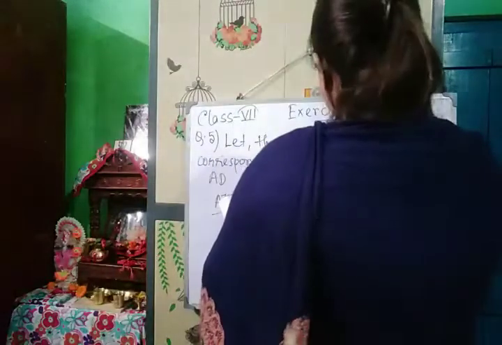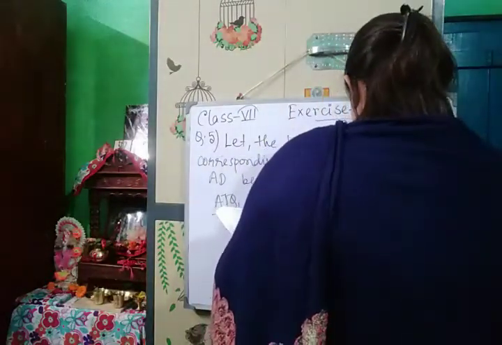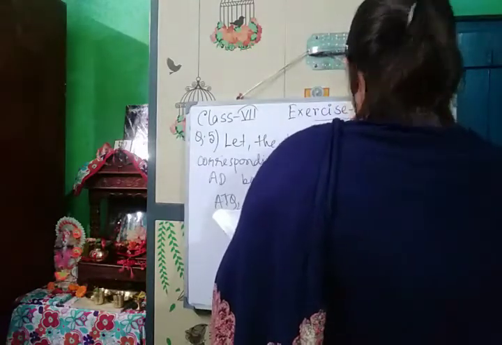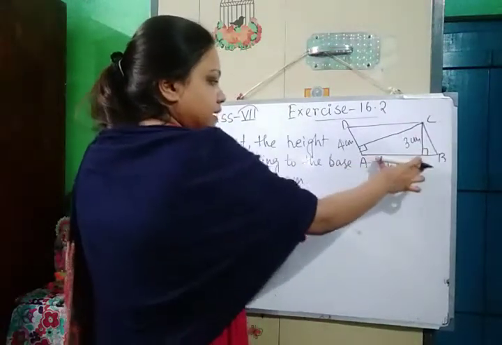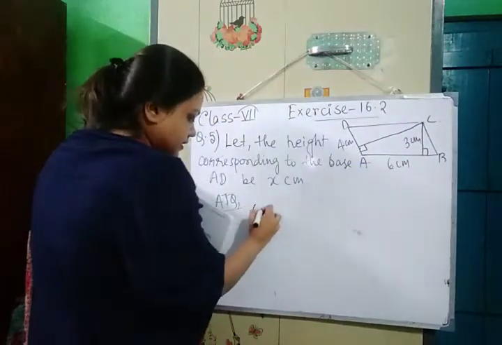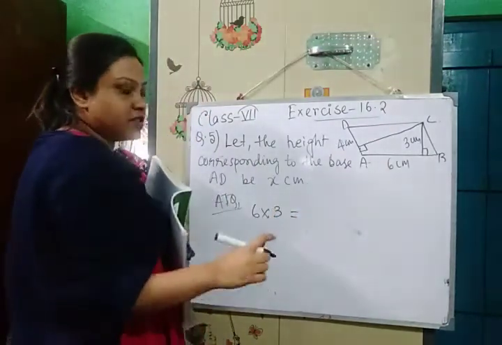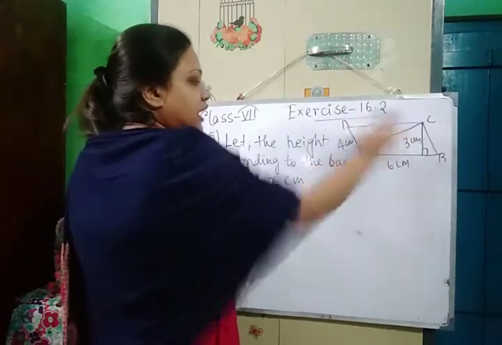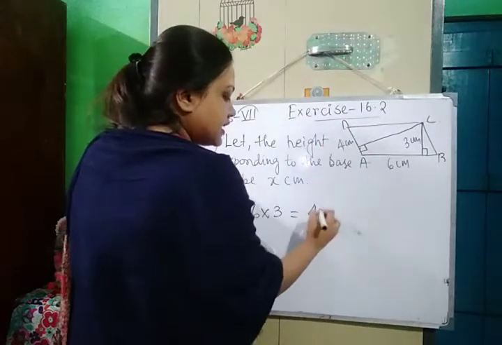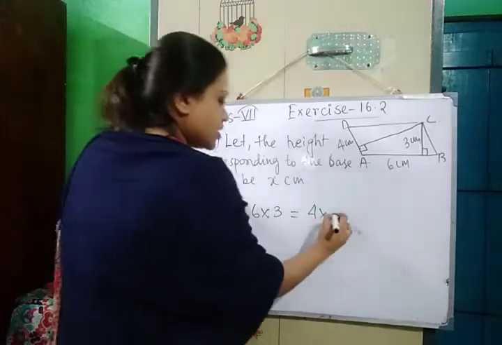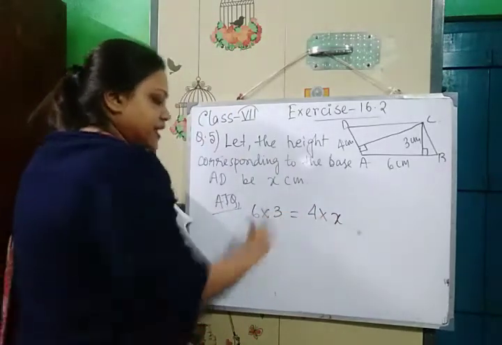This one is 6 centimeter. This one is 4 centimeter. This one is 6 centimeter. And this height is 3 centimeter. So AB into this height, AB is 6 centimeter into the height is 3 centimeter. That is equal to AD into the height. AD is 4 centimeter into the height. We have assumed it is x. So both are the same area.